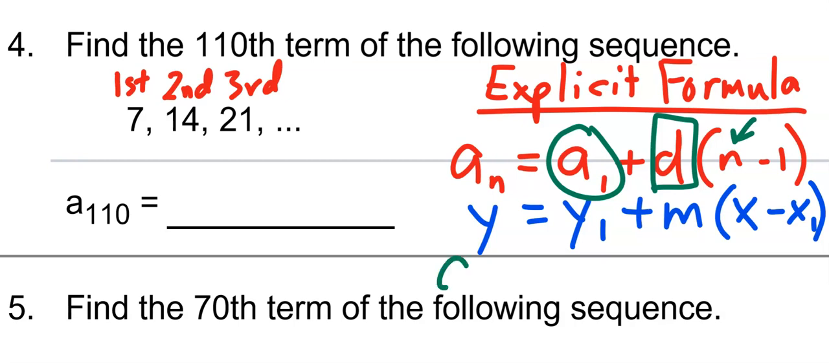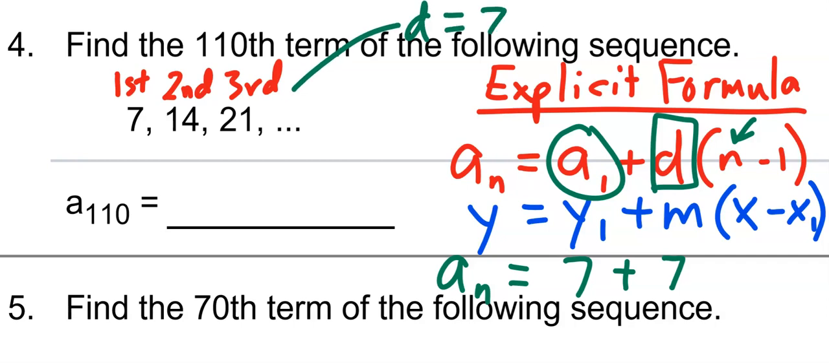Okay? So the first term was 7. The common difference is also 7. You guys told me that, right? d equals 7. It's positive because we're going up. That's the actual formula for this particular group of numbers. Now, they want to know the 110th term, so what do you think we're plugging in for n right there?